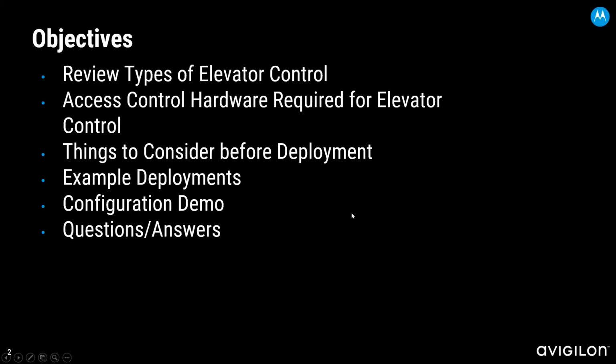So our objectives for today: we're going to talk about the different types of elevator control. We're also going to talk about the Mercury hardware specifically that you need for elevator control. There are some caveats and things that you need to consider, so we're going to go through a list of those things that you need to pay attention to when you're laying out your hardware to use for elevator control. We're going to go over a couple example deployments, and then I'm going to go into a configuration demo. I'm going to show you how to set up some of these various scenarios. And finally, we'll have a Q&A session.